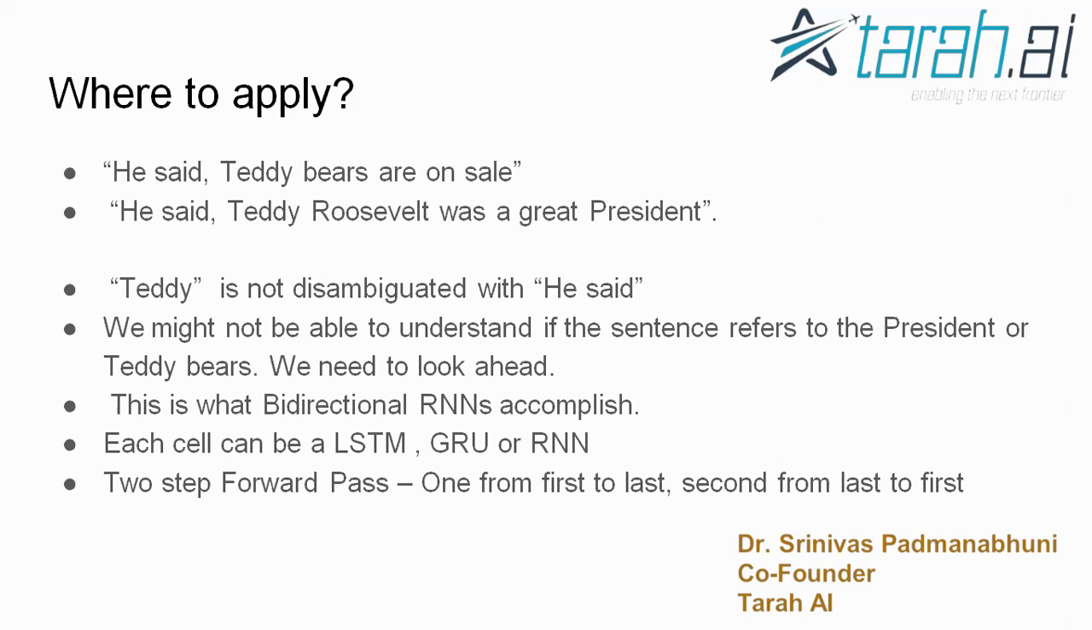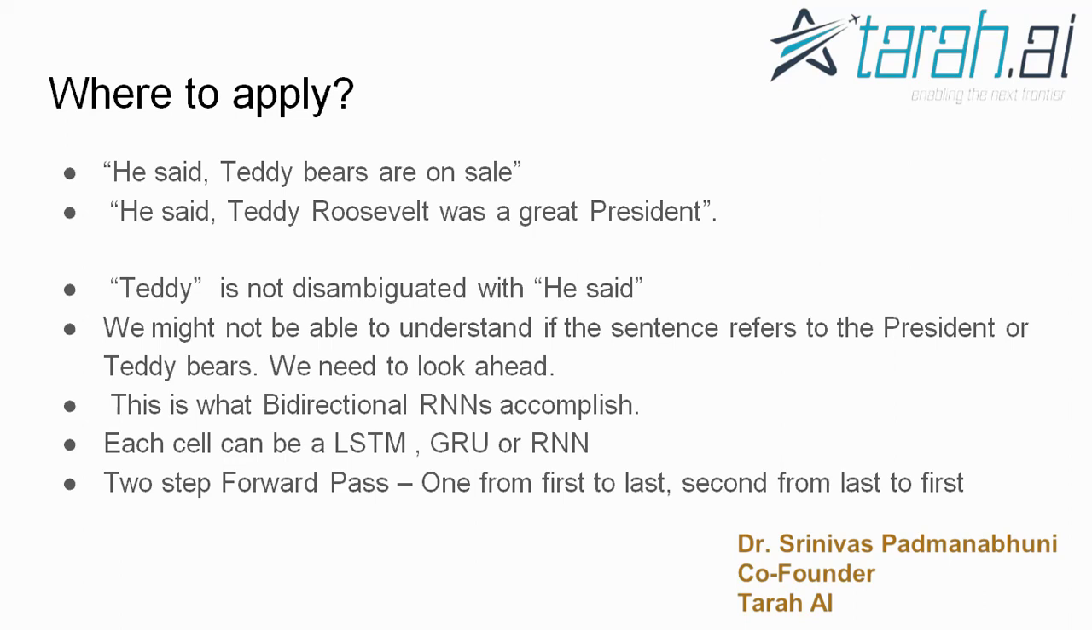So, an example application of such a bidirectional node: let us say he said, "Teddy bears are on sale," and then he says, "Teddy Roosevelt was a great president." So Teddy, if you had only the first sentence, would not be disambiguated with the presence of only "he said." We may not be able to understand if the sentence refers to the president or teddy bears.